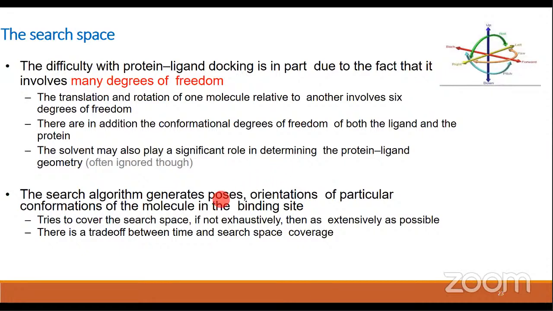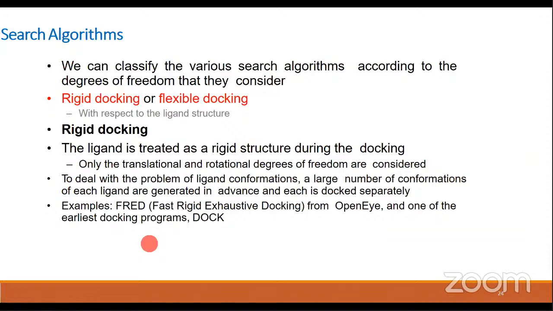The search algorithm generates poses, that is, orientations and particular conformations of the molecule in the binding site. There is rigid docking and flexible docking. In rigid docking, the ligand is treated as a rigid structure; there is no movement at all. Whatever pose and conformation we have goes directly to the target site, tries to find the best pose, and gives the result. In flexible docking, the ligand is flexible and various conformations are generated.